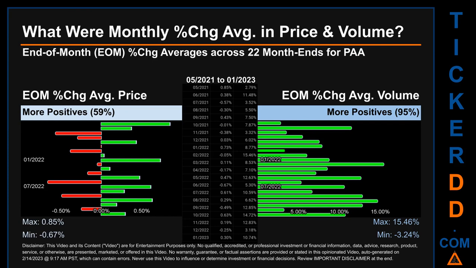Price saw an end-of-month max of 0.85% in average percentage change along with a minimum of -0.67%. For volume, the maximum and the minimum monthly percentage change were respectively 15.46% and -3.24%.